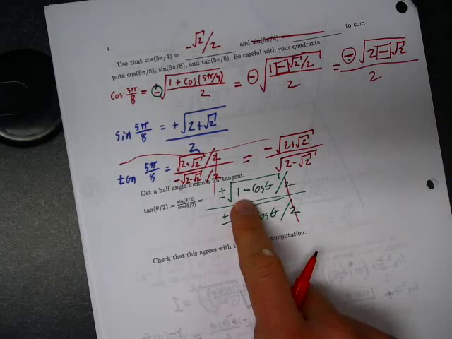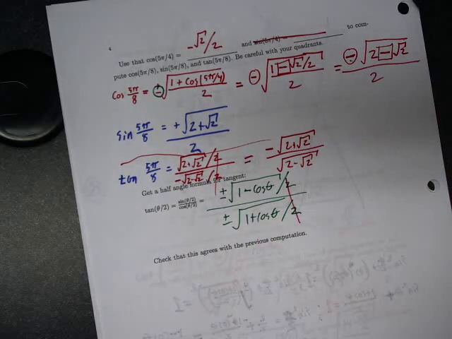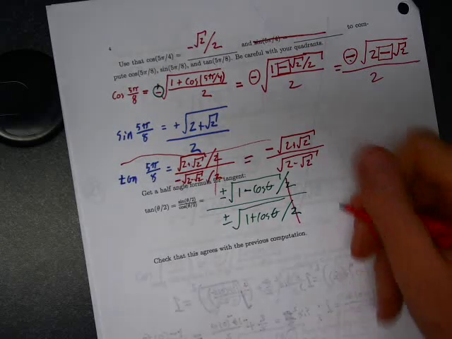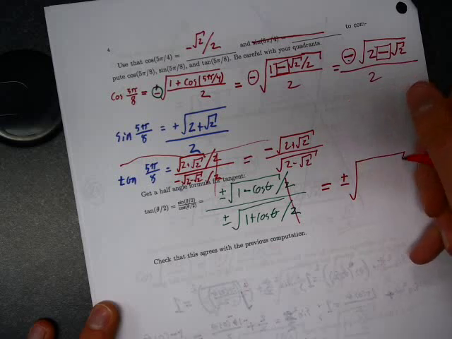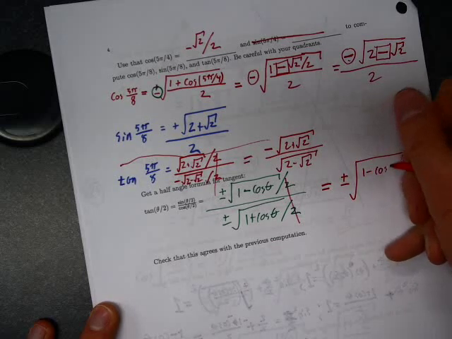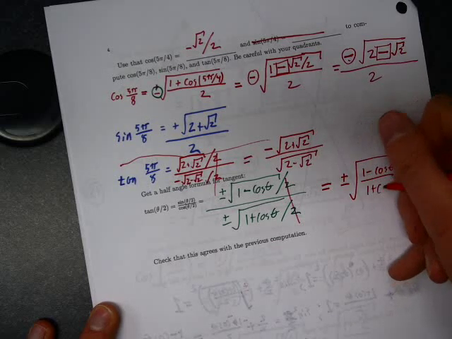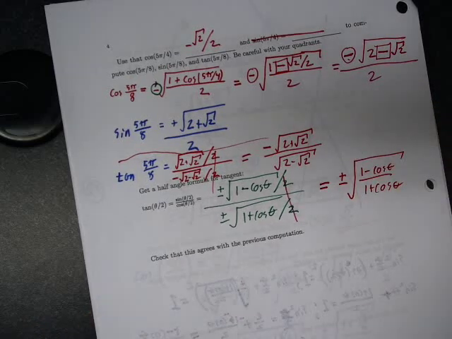And I don't know if the numerator is positive or negative. I don't know if the denominator is positive or negative. So do I know if tangent is positive or negative? No. So there's no hope. There's just going to be a plus or minus. Maybe we can rewrite it using a single square root, though.